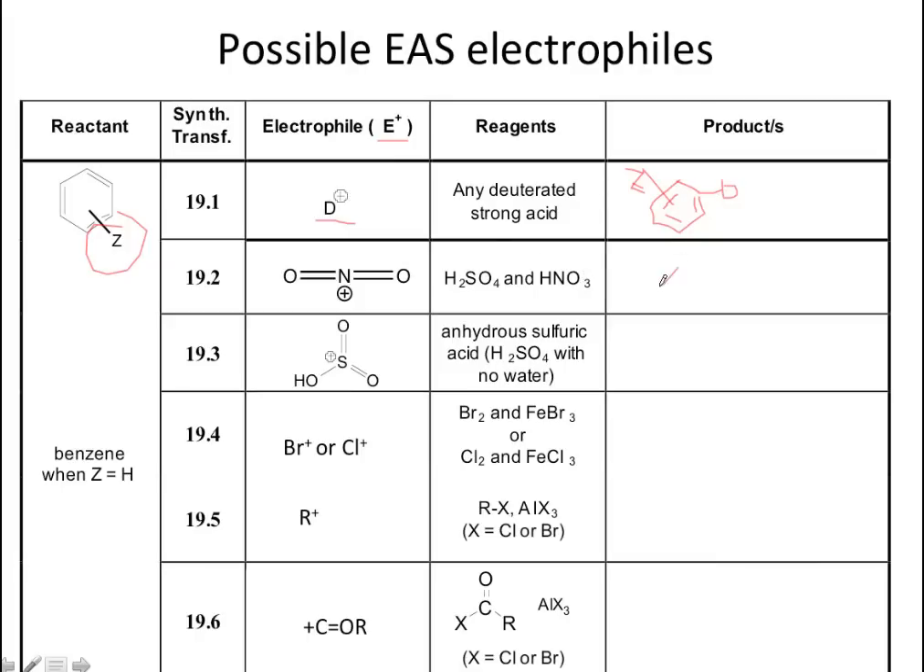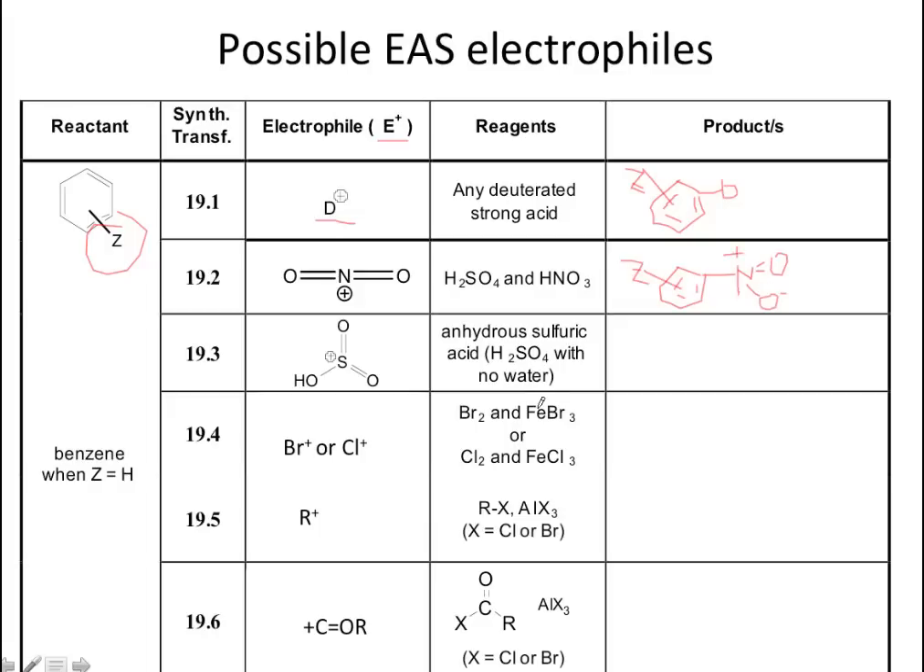Another possibility is to have the NO2+ group substitute onto the benzene ring. It is also a very strong electrophile. And when that happens, the nitro group gets put onto the benzene ring. This is exactly what happens in the laboratory this week in our nitration of methyl benzoate.